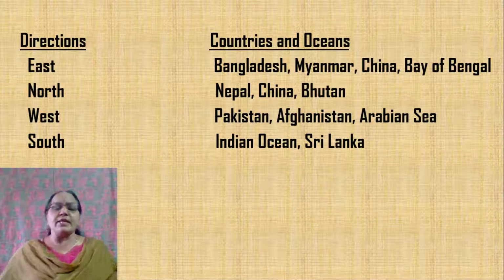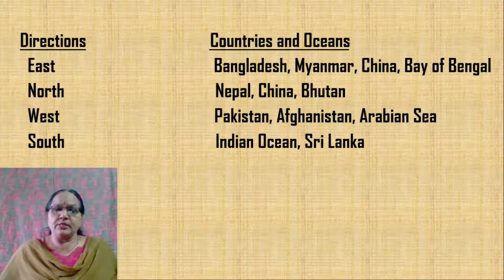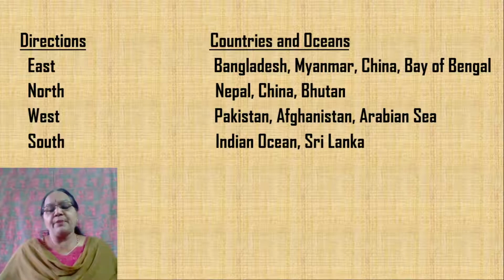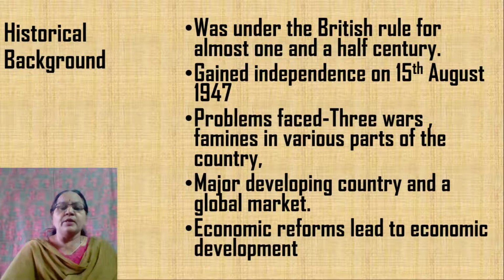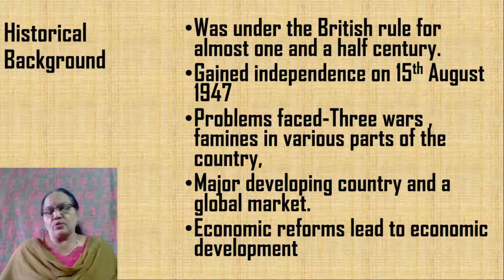Okay, so let's come to the east. On the east we have Bangladesh, Myanmar, China and the Bay of Bengal. To the north we have the following countries: Nepal, China and Bhutan. Along the western side we have the countries Pakistan and Afghanistan and also the Arabian Sea. And to the south we have the Indian Ocean and the country and the small island of Sri Lanka. Okay, now here we have the historical background.